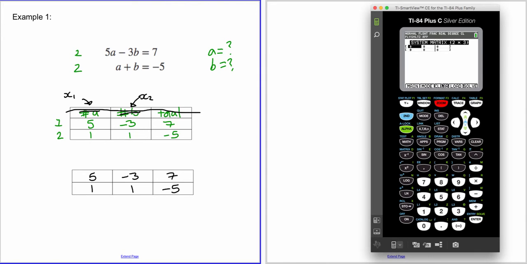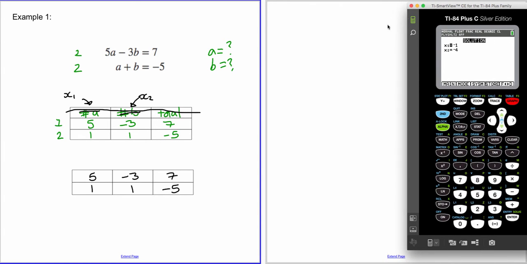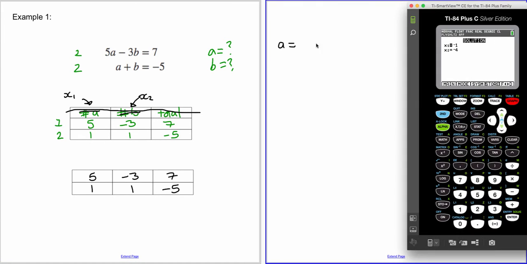Here I'm going to type in the 2 rows that we have: 5, -3, 7, 1, 1, -5. Okay, now we press solve. Check to see we got it right and then press solve. And we find out the value of A and the value of B. The value of A is -1, the value of B is -4.